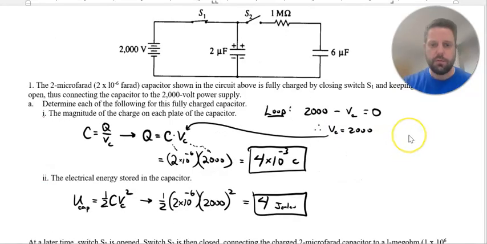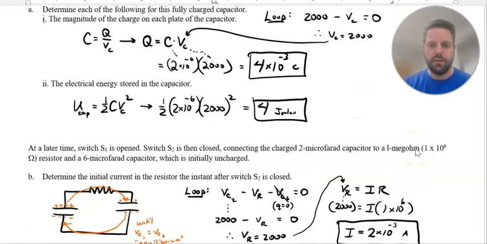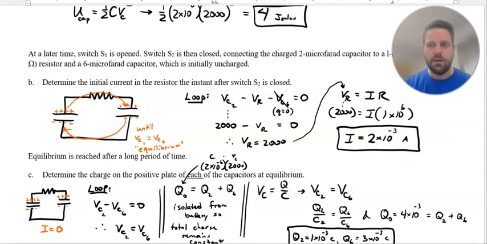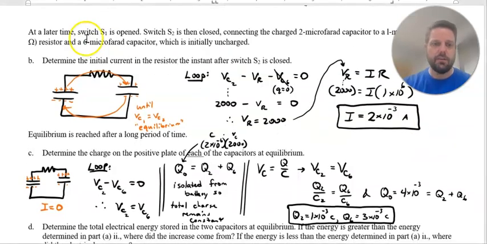So these first two are pretty straightforward. We're just going to be solving for the charge and the energy. Let's move into the more advanced problems. Now at a later time we're going to open switch 1, which disconnects it from the battery, and then we're going to close that secondary loop to the right by closing S2, and I've drawn that below.